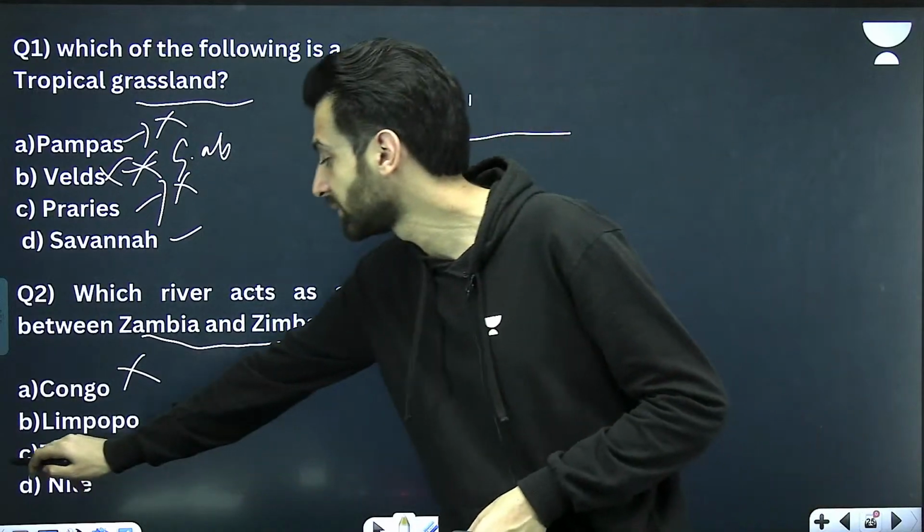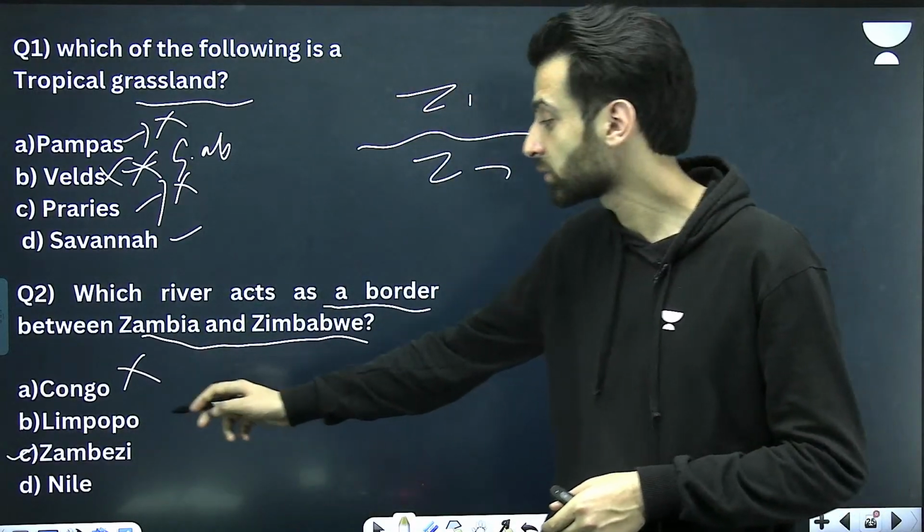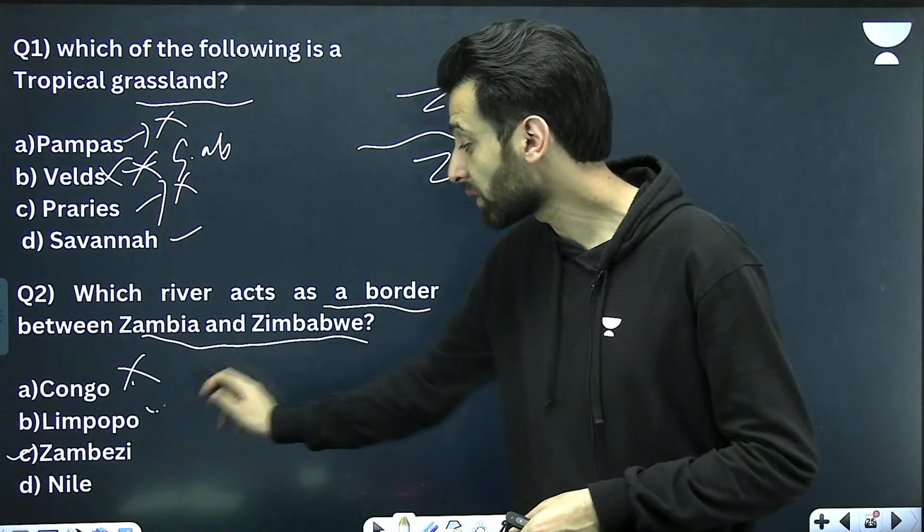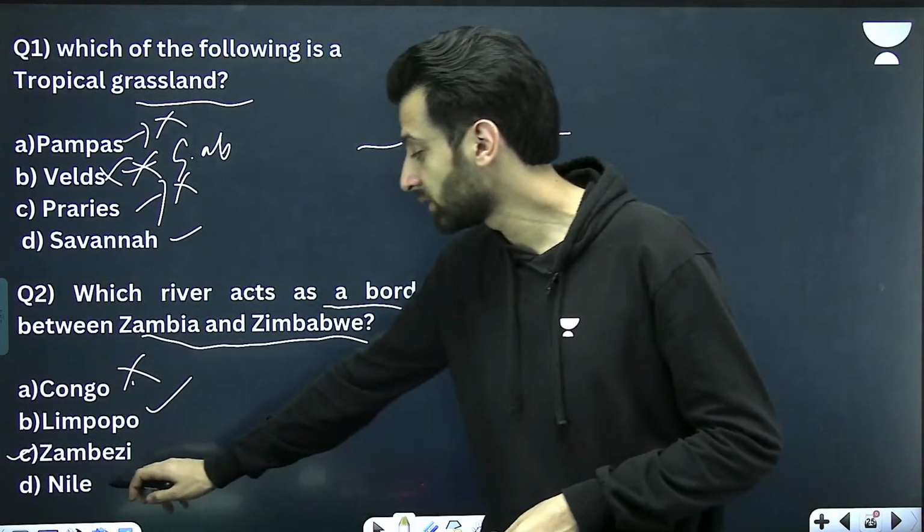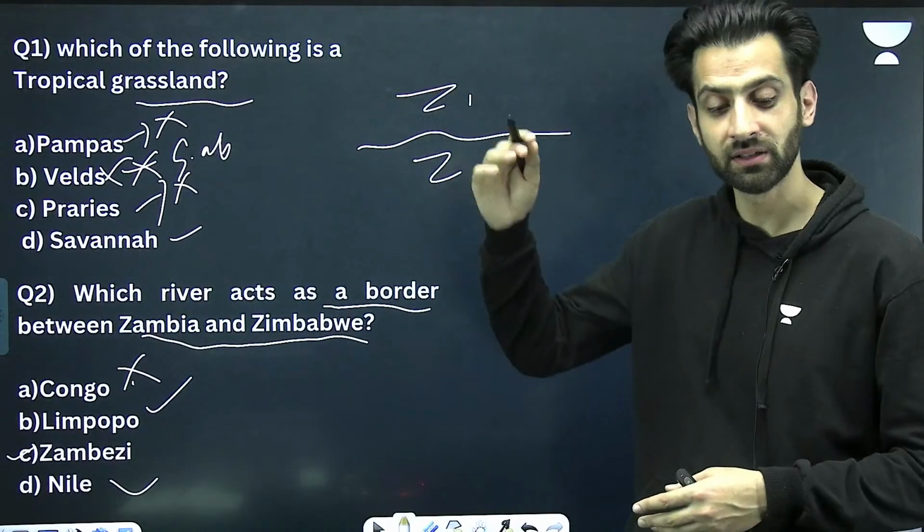Zambezi. Correct, Zainab. You are right. What is the location of other rivers? Congo along the equator. Limpopo crosses the Tropic of Capricorn twice. And then you have Nile, and Nile is not there because it's in the northern part.